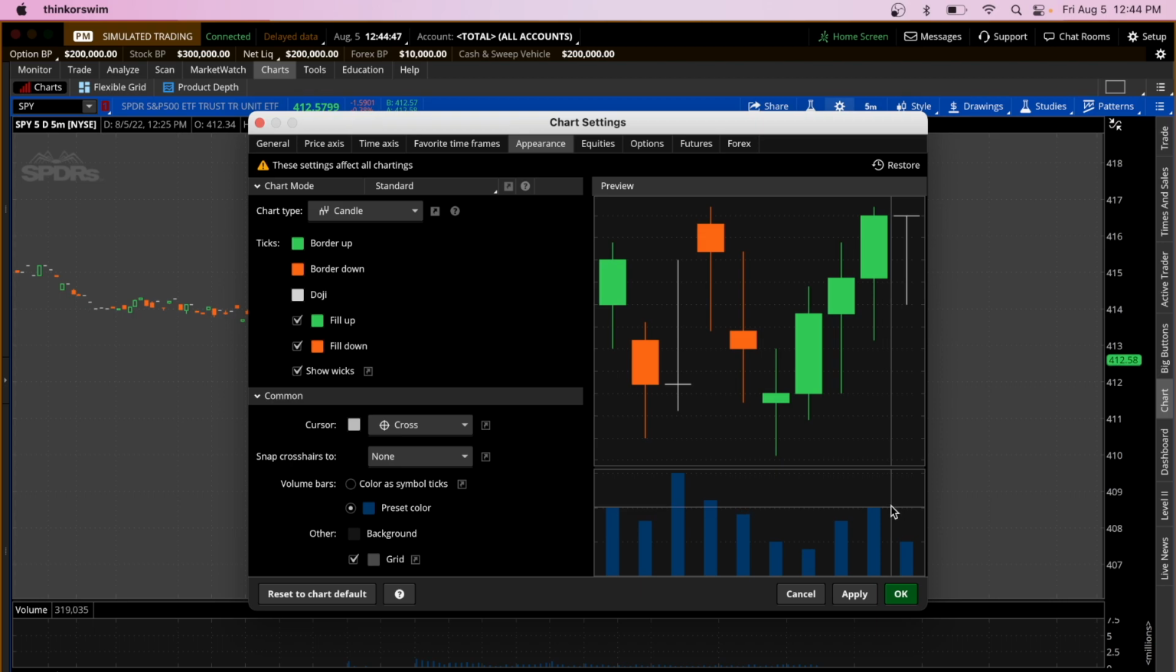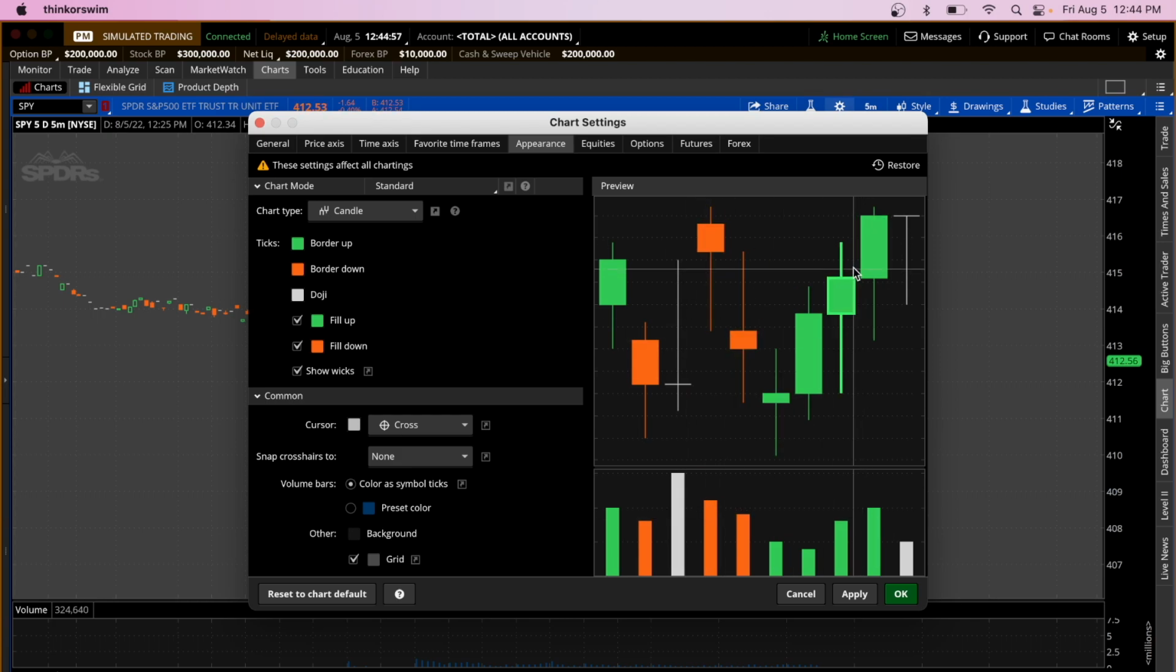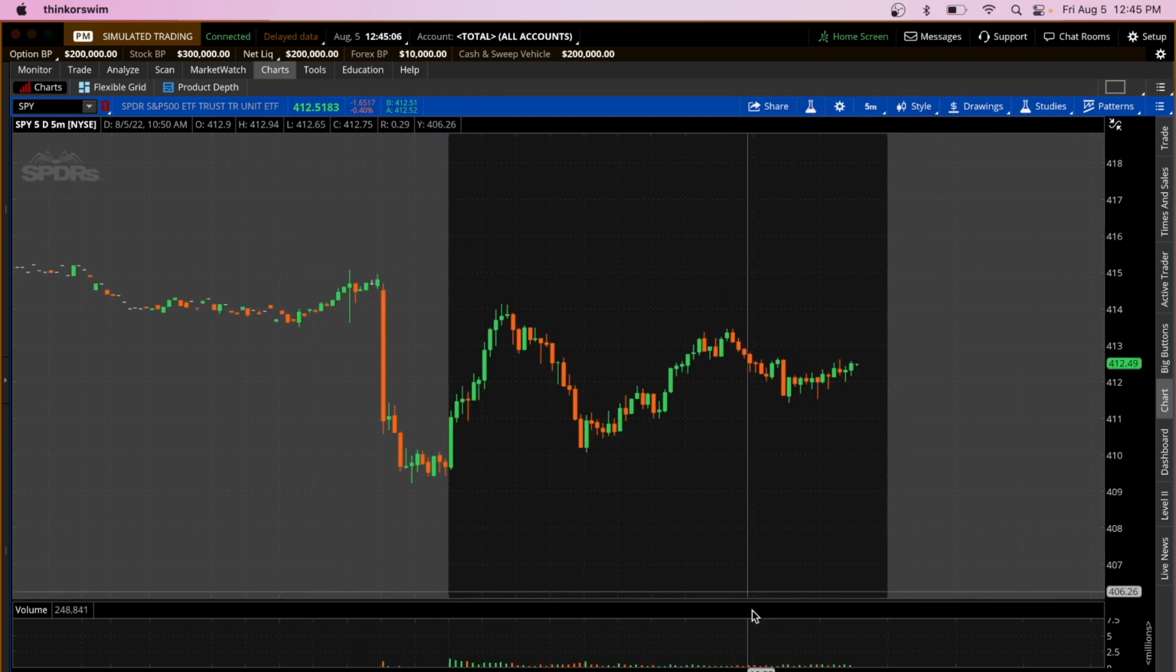Also, in terms of the volume, we don't want it blue. The reason we don't want it blue is because you can't see the buyers or the sellers on the volume. We're going to want it the same color as symbol ticks. Now you can see how much selling pressure is here, how much buying pressure is here. Selling is red, buying is green. So boom. Now look at our chart. It looks a lot more professional.